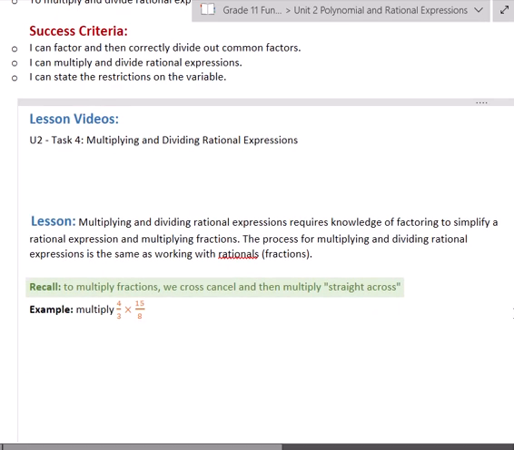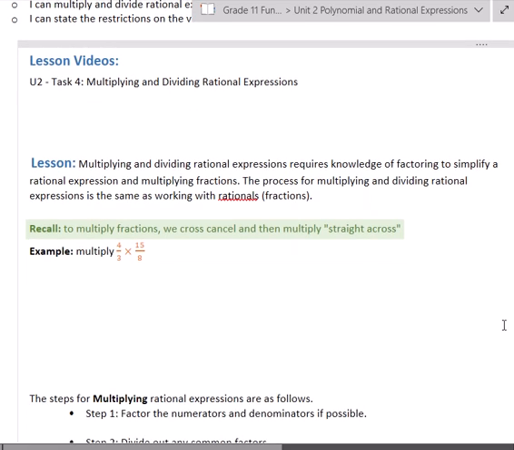So multiplying and dividing rational expressions requires knowledge of factoring to simplify rational expressions and multiplying fractions. Now the process of multiplying and dividing rational expressions is the same as working with fractions themselves. Recall that to multiply fractions, we can cross-cancel and then multiply straight across, but you can also just multiply right away and then reduce your fraction as well.